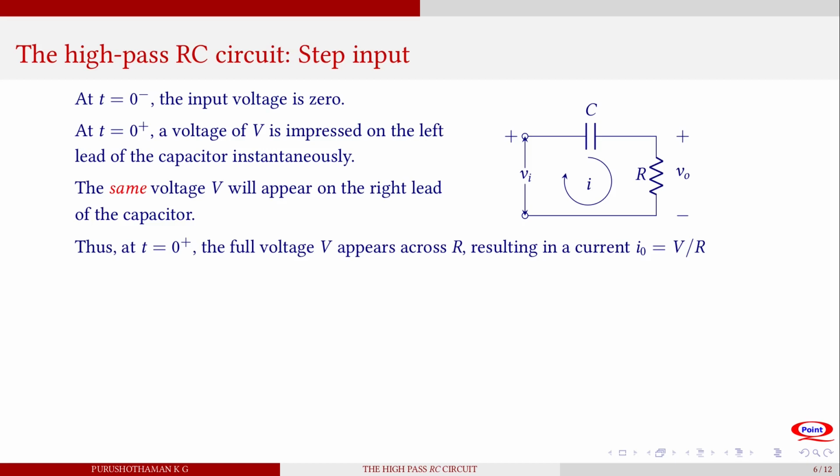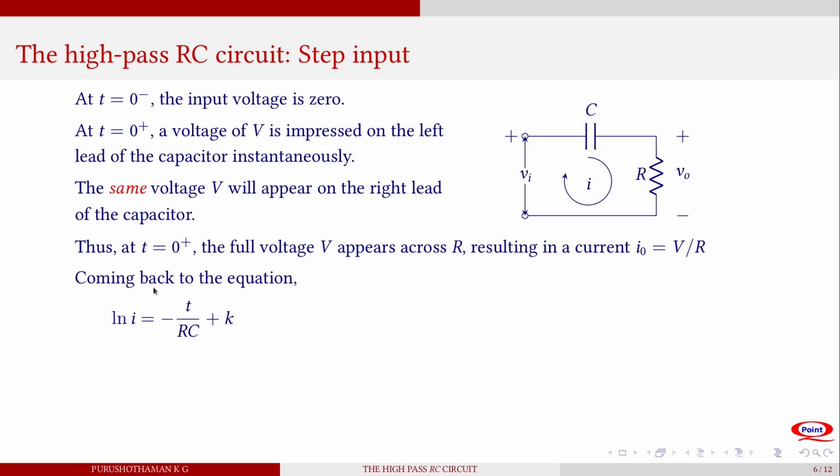I0 equal to V/R. We call the current I0 because it's the current at t equal to 0. So we say that initially, immediately after applying this voltage, the current in the circuit is V/R. Now as time goes on, the capacitor will charge and the current in the circuit will change. Our aim is to find an expression for the current.